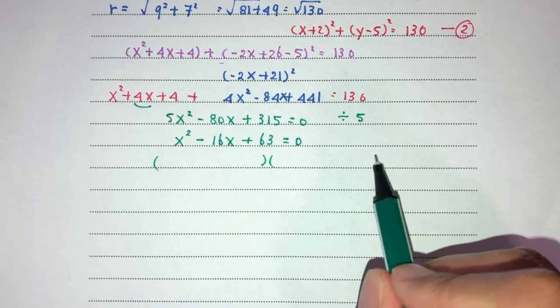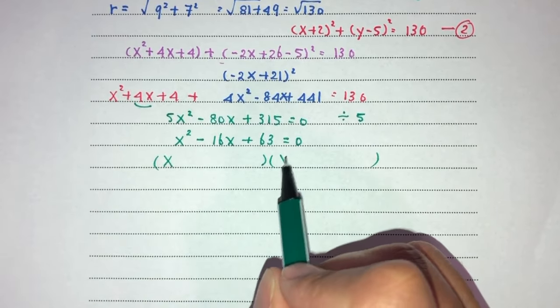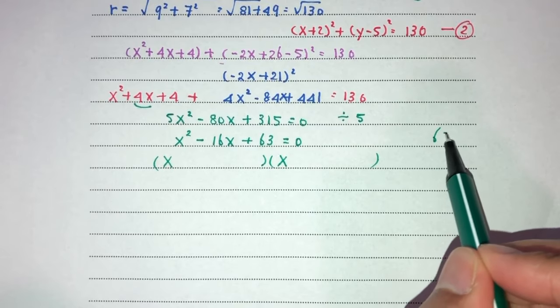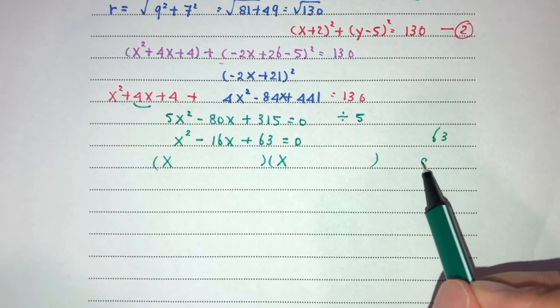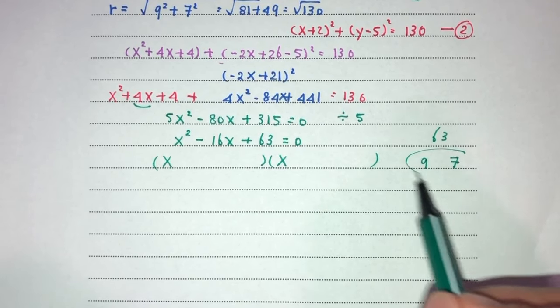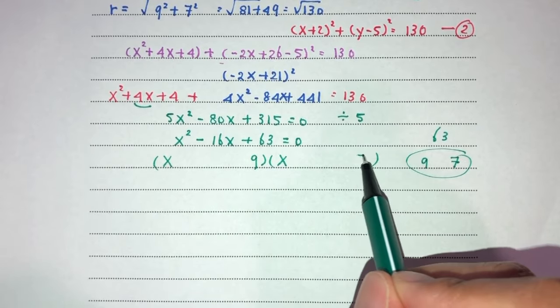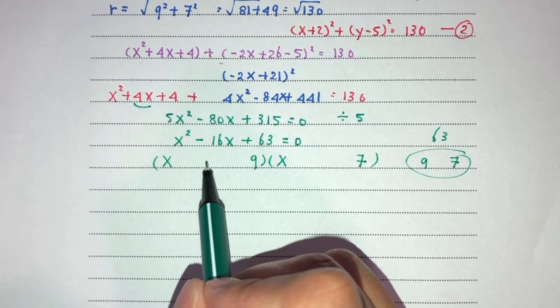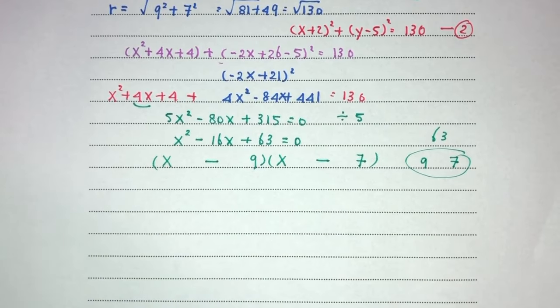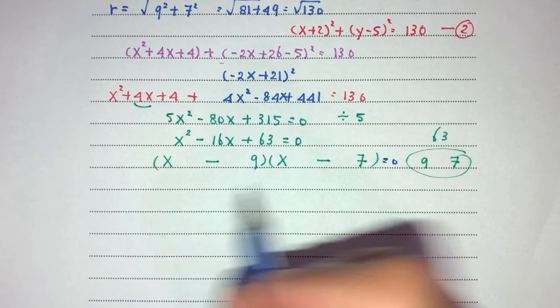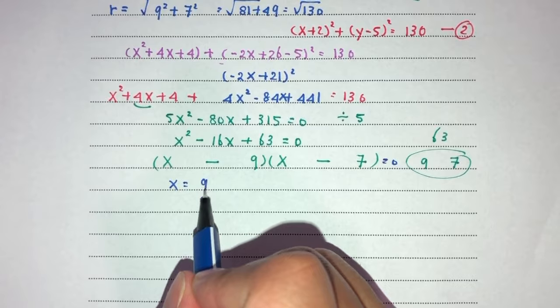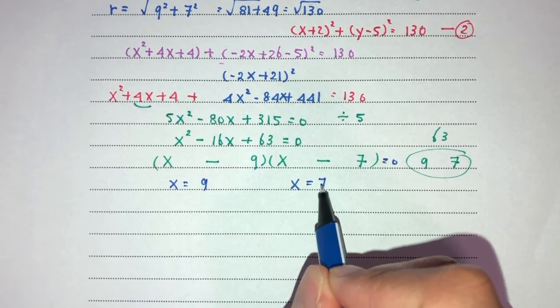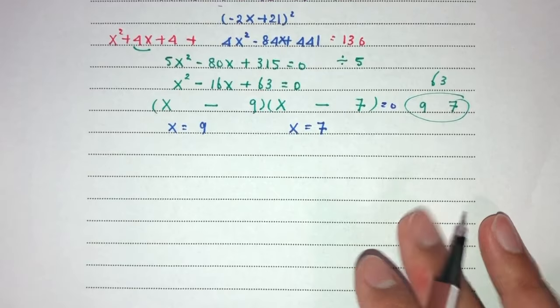Now x squared is the value of x times x. Now 63 is what? So we should know it is, well, I know it's 9 times 7. So I'll use this pair. 9 over here, 7 over here. Minus 16 should be minus 9 minus 7. Solve. x can be the value of 9 or x can be the value of 7. But here we have 7 already, so we don't need to look into this one.